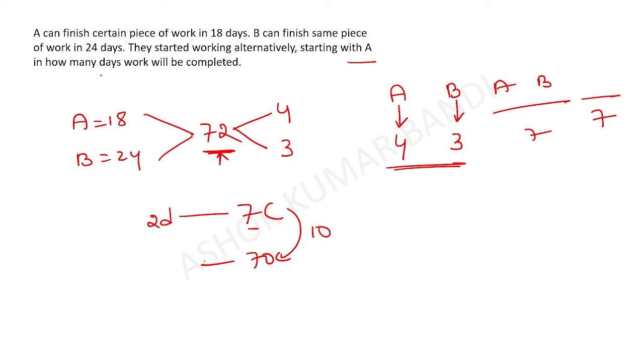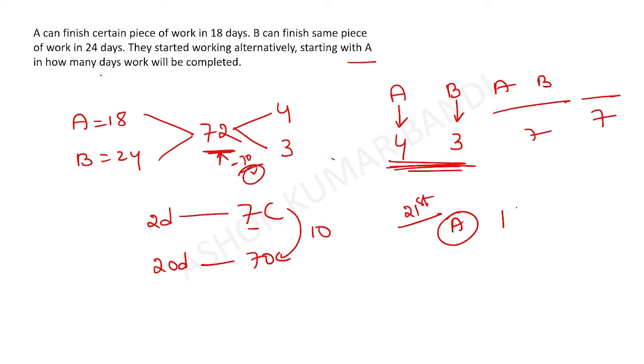If you are getting 10 times cycle like this, it means you are getting 10 times 2 days, that is nothing but 20 days. That means by the end of 20th day you can complete 70 chocolates, but we still need to cover 2 more chocolates. So on the 21st day, who is going to work? Again A is going to work.